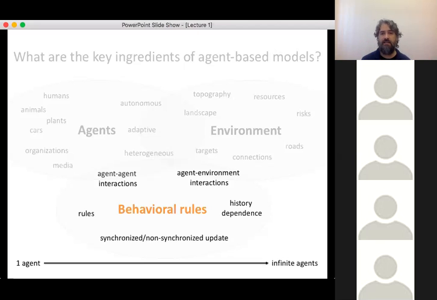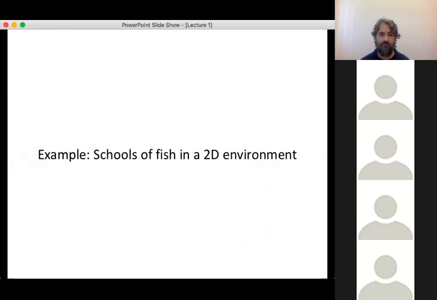So these are the key ingredients for an agent-based model, and you need to think about these elements very, very carefully. So what are the agents I want to use? How do they interact between each other? What is the environment? How do they interact with the environment? And what are the behavioral rules, and how am I going to use them? So this is the set of questions that you have to ask yourself.